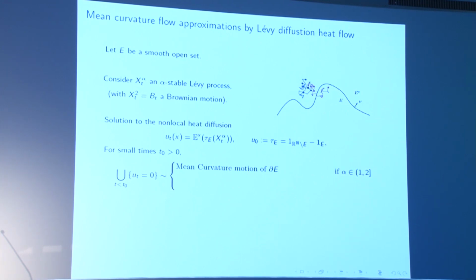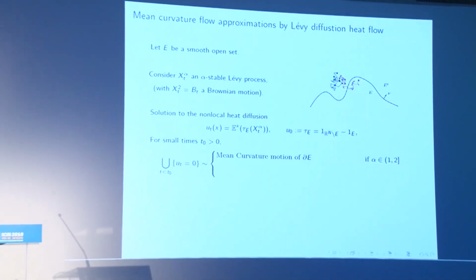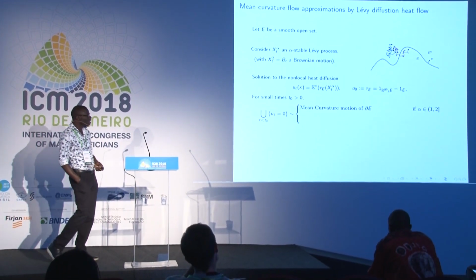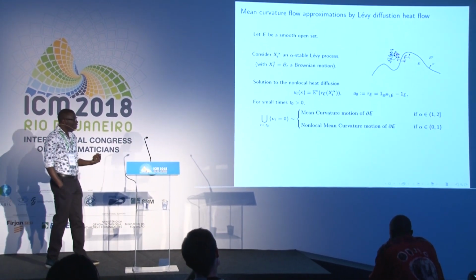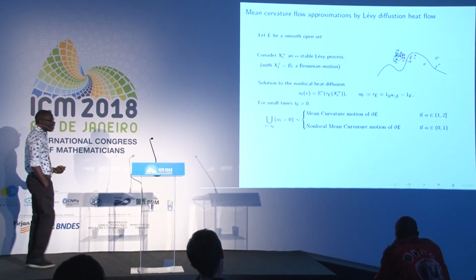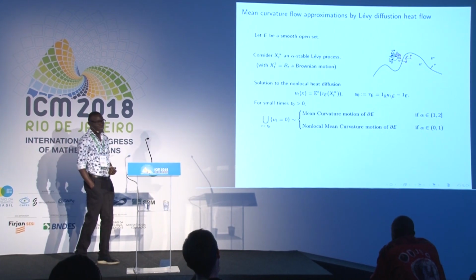The mean curvature motion is usually the motion of the surface for which its normal velocity moves with the speed of the mean curvature itself. This is true if alpha is between 1 and 2. And when the non-local interaction is higher, then you move by non-local mean curvature motion.